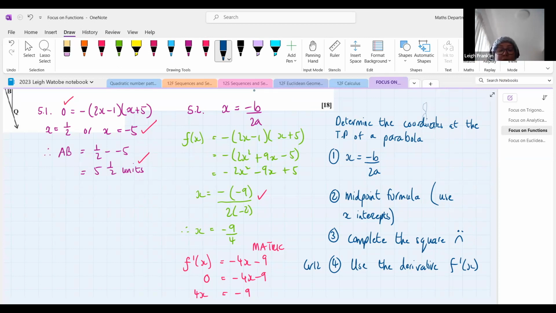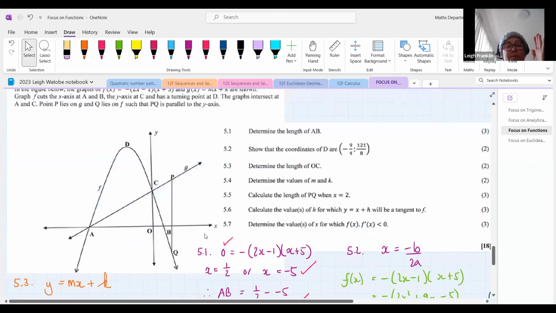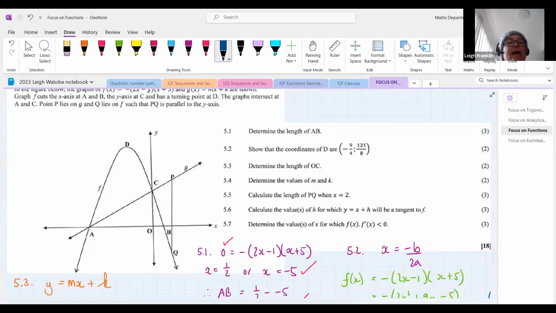So let me just do this for you the midpoint way, and then I'll show you what I mean. Because all parabolas are symmetrical about their turning point, if we were to draw a line straight down here, this point over here is exactly halfway in between. So from A to this point is going to be the same distance as from that point to O. In other words, we can use the midpoint formula.